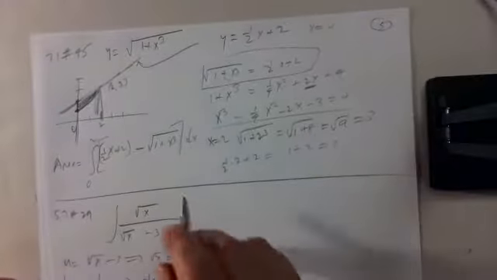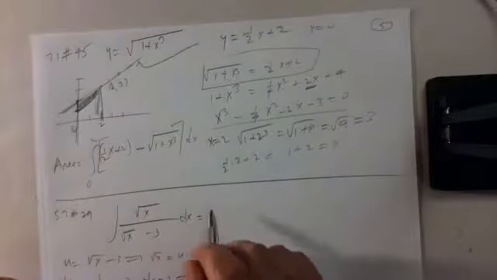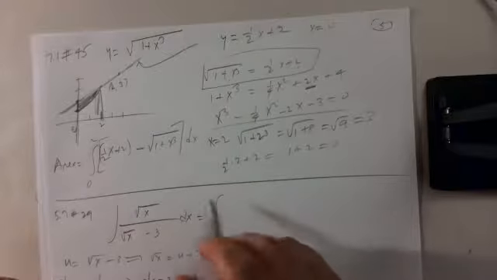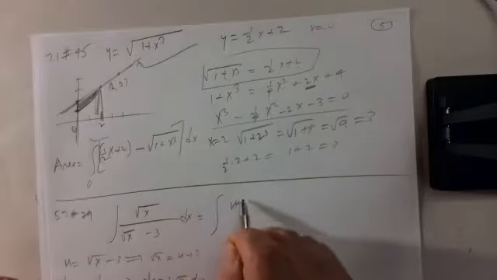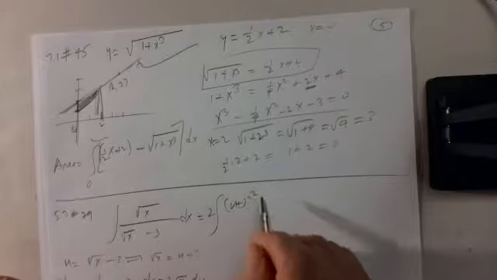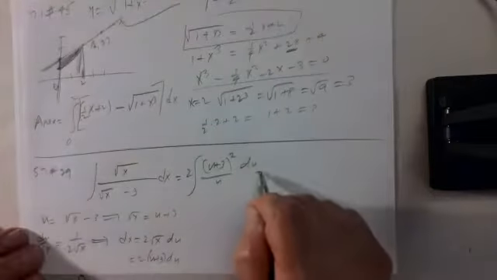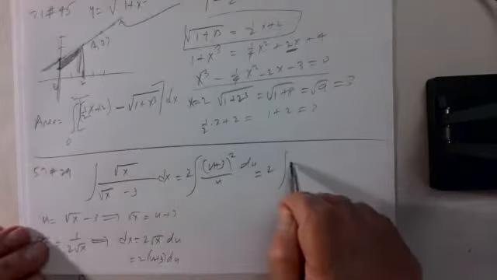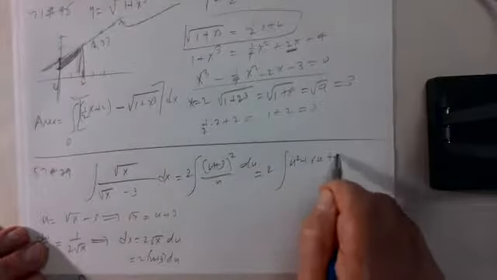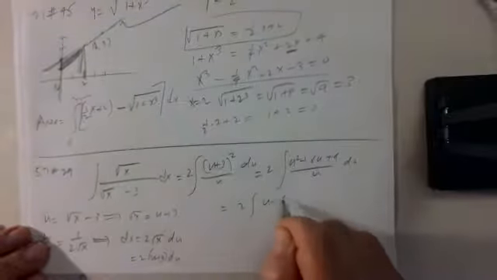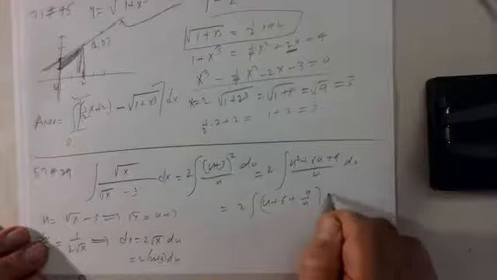So it looks like if I make these substitutions, what do I get? I get square root of x, which is u plus 3, dx, which is 2 times another u plus 3, du, over u. So this looks like 2 times the integral of u squared plus 6u plus 9 over u, or 2 times the integral of u plus 6 plus 9 over u, du.